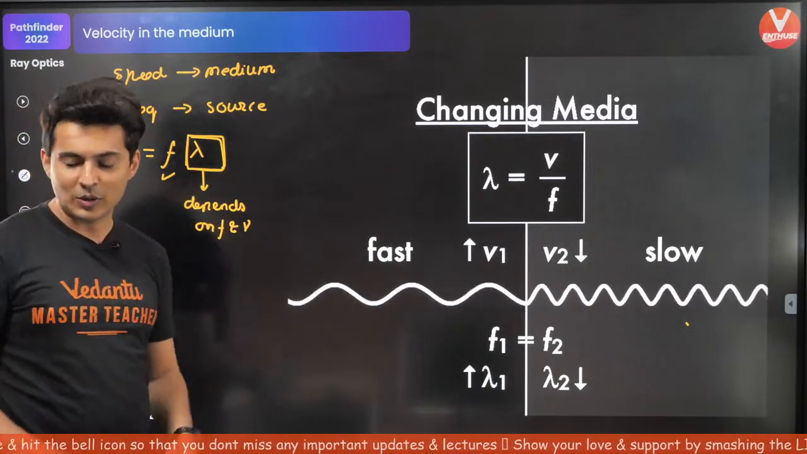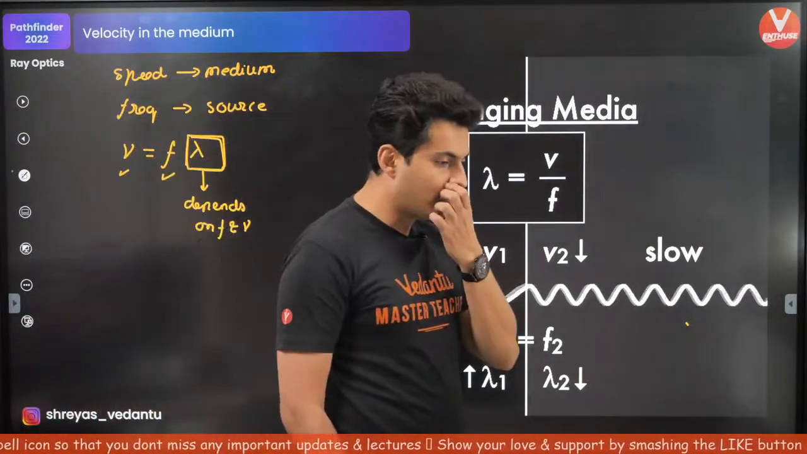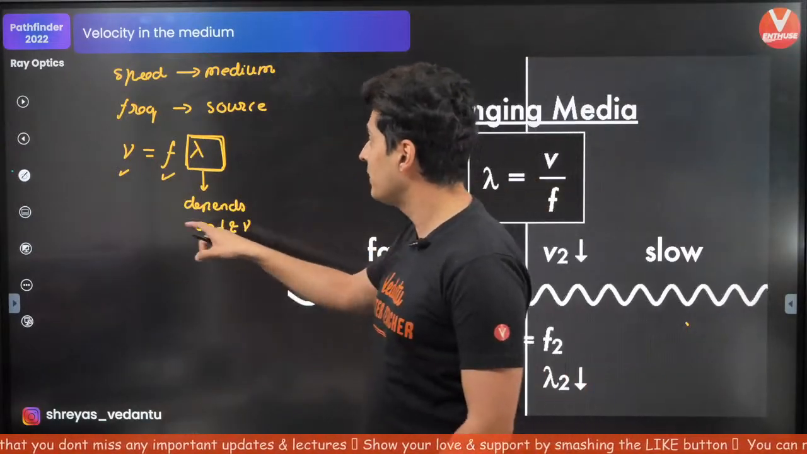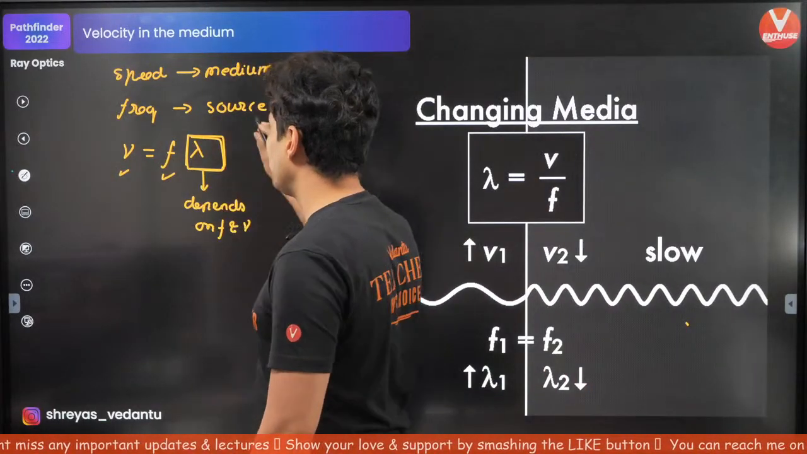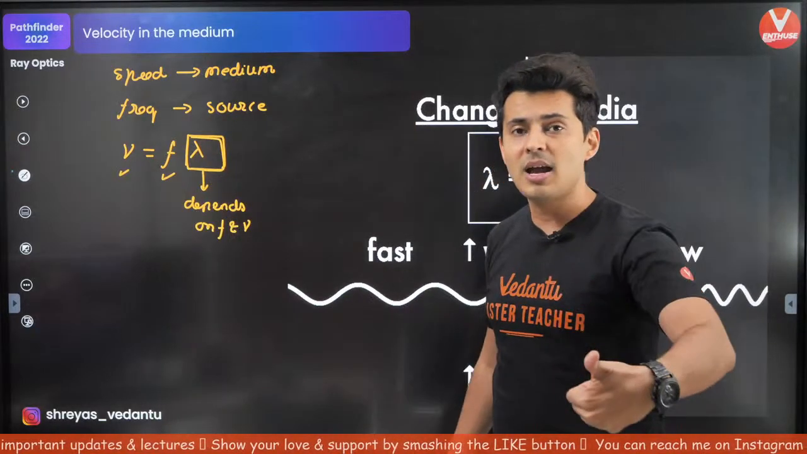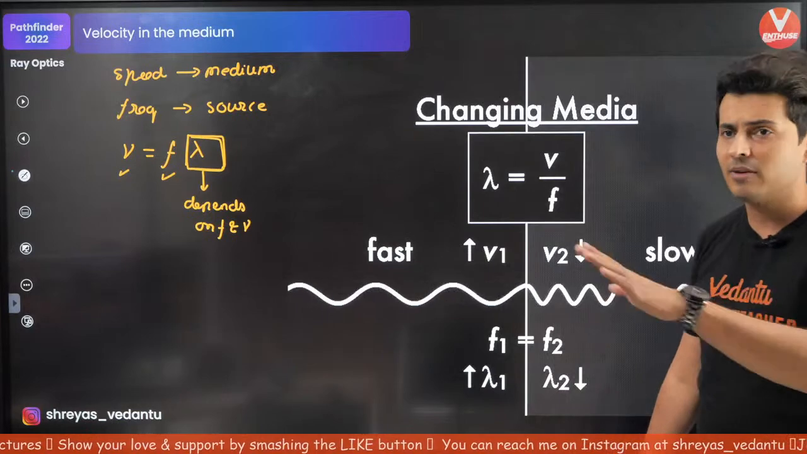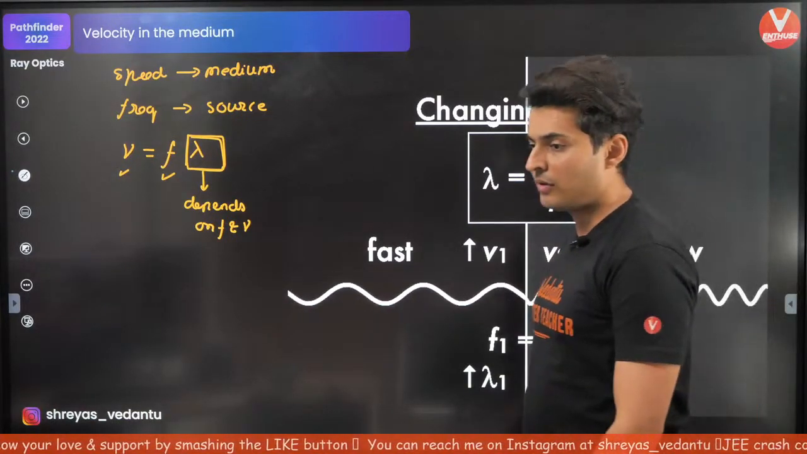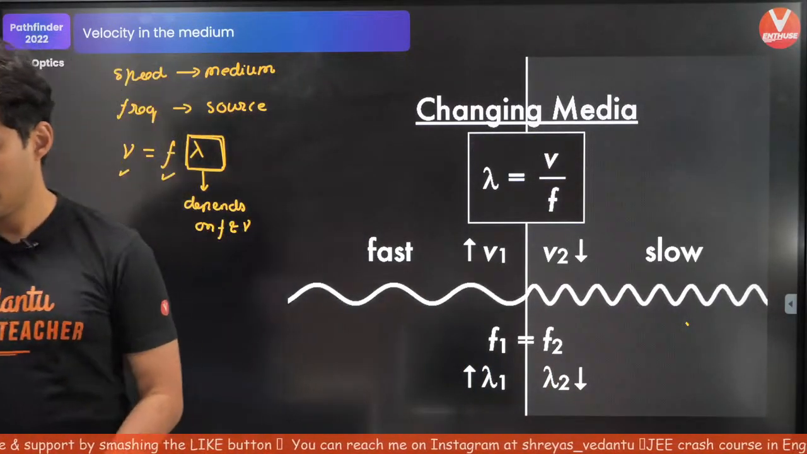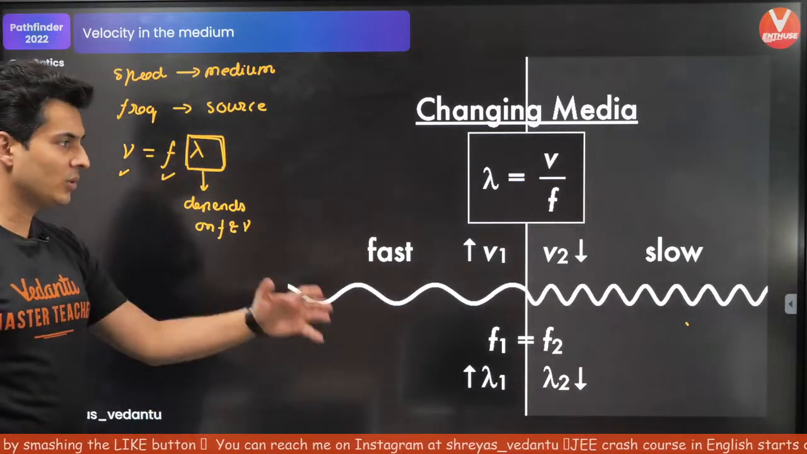Yes, this was also told in waves. And this is a generic property of waves. Whatever I have given over here is a generic property, not just for light. It is also applicable for sound waves, electromagnetic waves, any waves. This is always true. Fair enough. Great. Moving on to the next one.